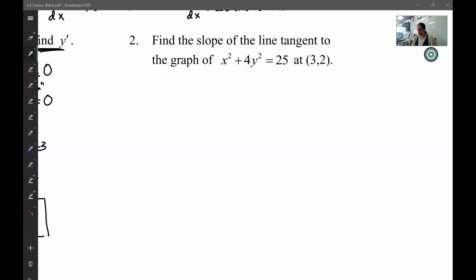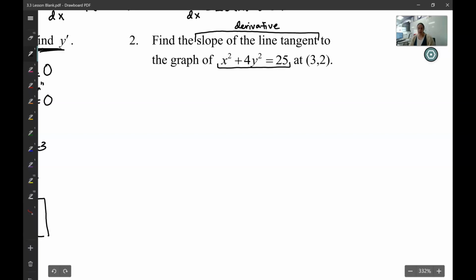In this next problem, we are asked to find the slope of the line tangent to the graph of this equation. Now, anytime you see slope of the line tangent, that should ring derivative. Slope of a tangent line is the definition of what a derivative is. So I need to begin by taking the derivative of this equation.